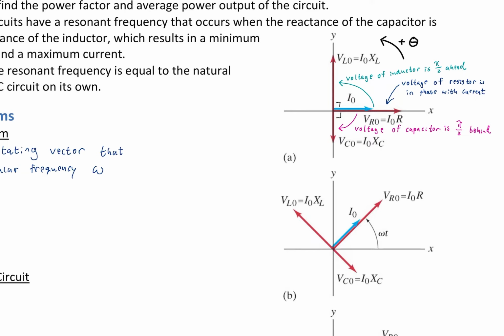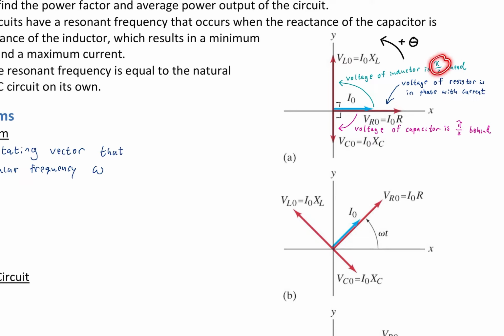And that, such that the voltage across the inductor is pi over 2 radians ahead of the input voltage. The voltage of the resistor is in phase with the current, all right? And the voltage of the capacitor is pi over 2 radians behind the current, okay? So the inductor leads the current by pi over 2, the capacitor lags behind the current by pi over 2.